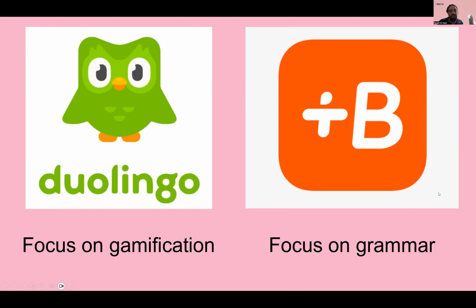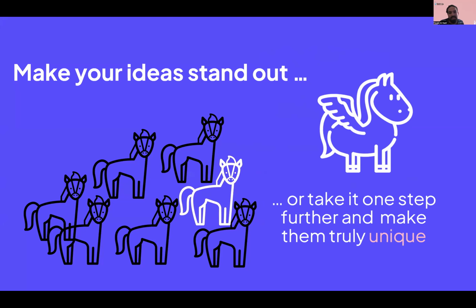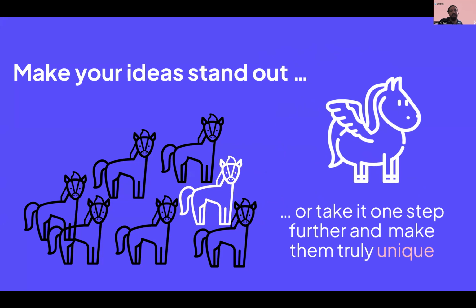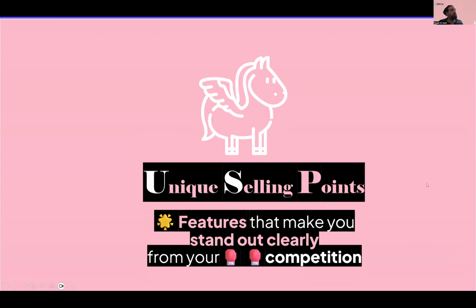from other applications. As Duolingo and Babbel stand out in different ways, your business idea should stand out from your competitors. That's why you should do your customer research and work on what makes you stand out and find your unique selling points. Unique selling points, or USPs, are a feature that makes you stand out clearly.